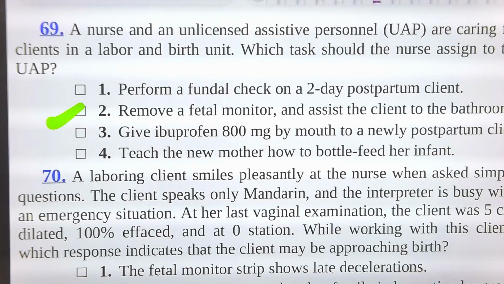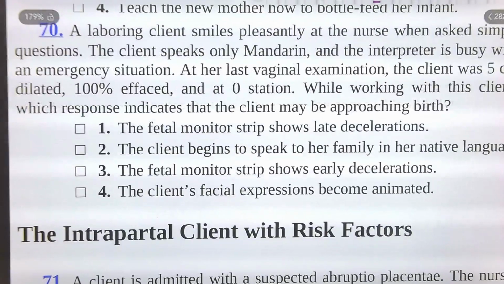Remove a fetal monitor and assist the client to the bathroom. Now next question. A laboring client smiled pleasantly at the nurse when asked simple questions. The client speaks only Mandarin and the interpreter is busy with an emergency situation. At her last vaginal examination, the client was 5 cm dilated, 100% effaced and at zero station. While working with the client, which response indicates the client may be approaching birth?